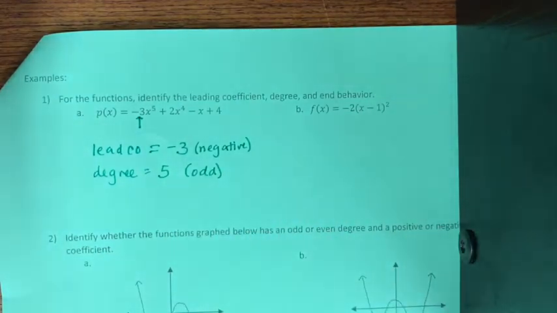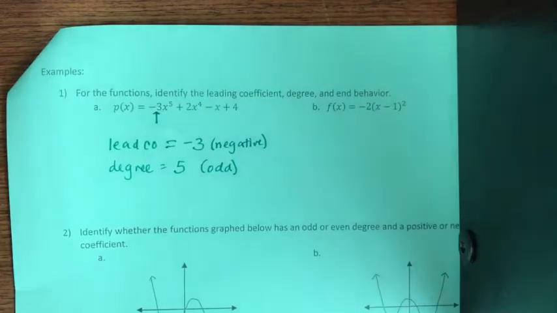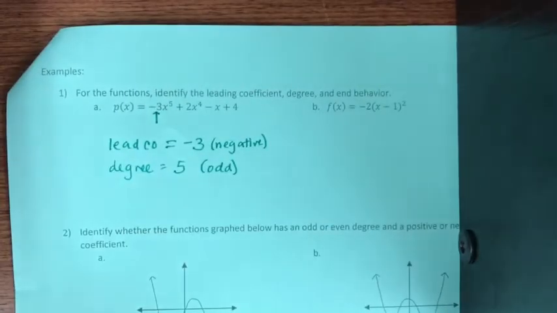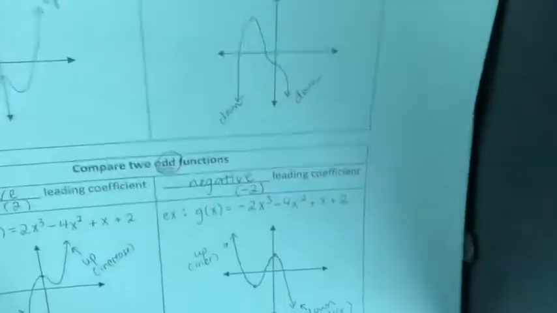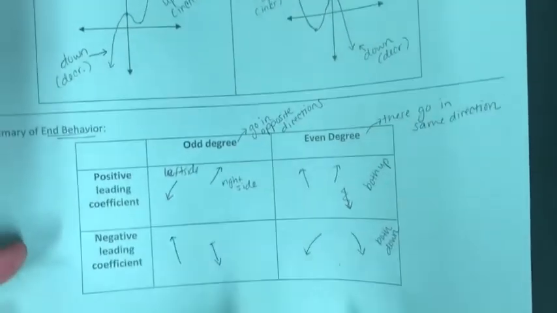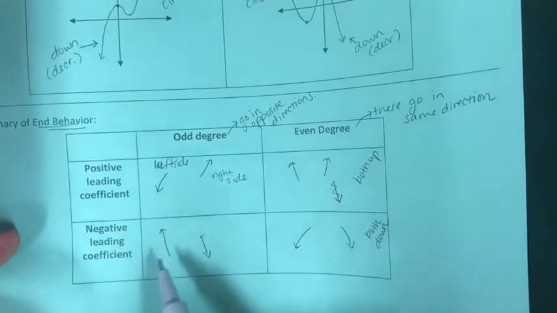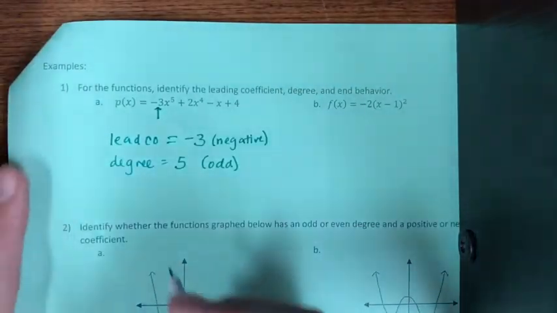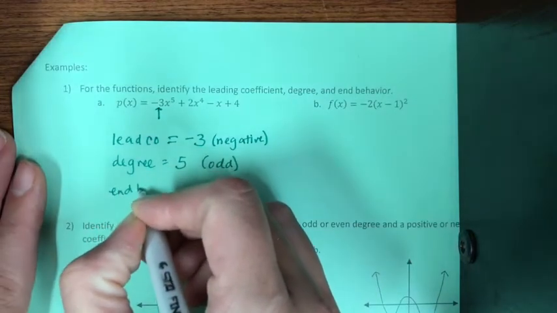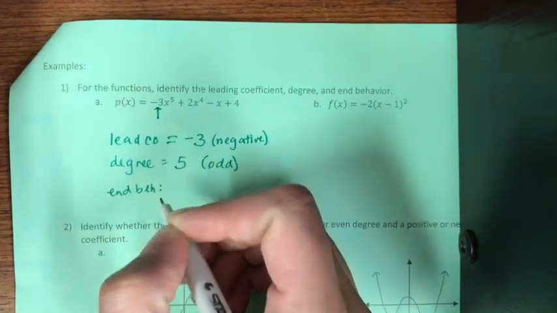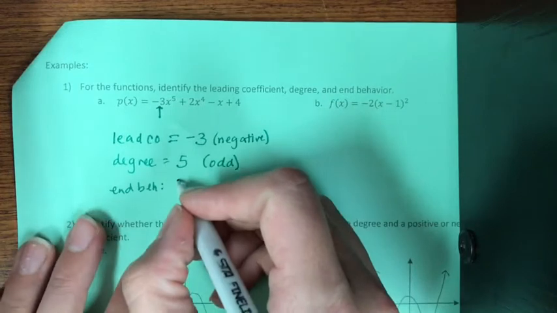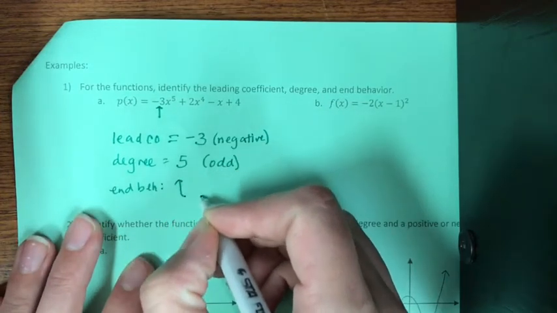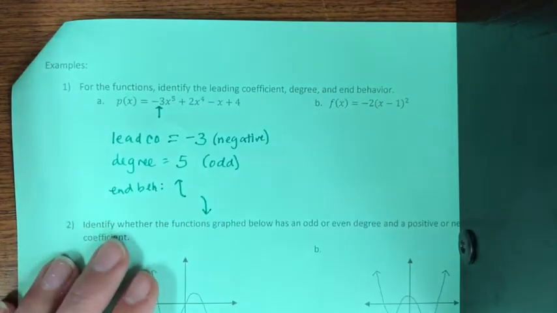And it is negative, so I can actually go over to my table that I drew and I can see the odd degree and the negative coefficient, which was down here, and that one was going up on the left and down on the right. So my end behavior would be something like, up and then down.